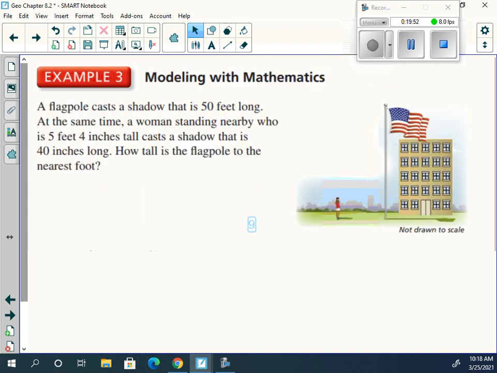All right, this brings us to the last problem that we're going to look at here for today. I know that there's another problem on the next sheet, but these kind of work together. A flagpole casts a shadow that is 50 feet long. At the same time, a woman standing nearby is 5 foot 4 inches tall, casts a shadow that is 40 inches long. How tall is the flagpole to the nearest foot?